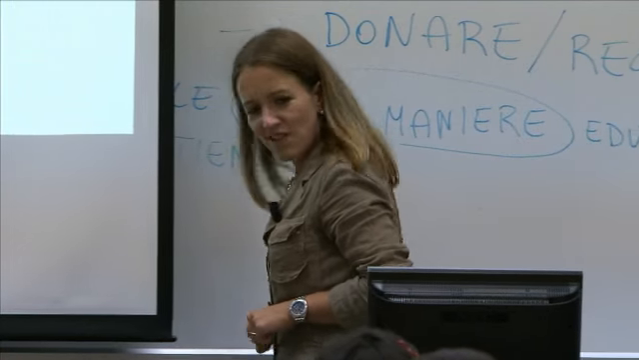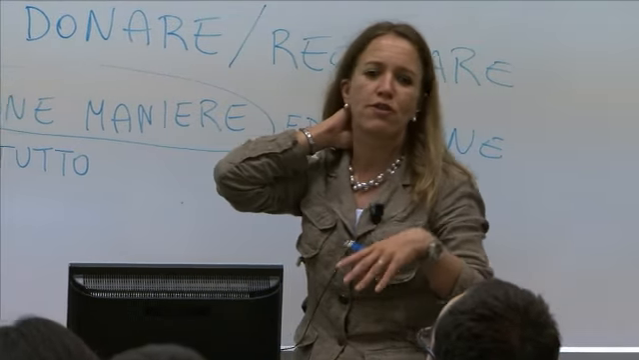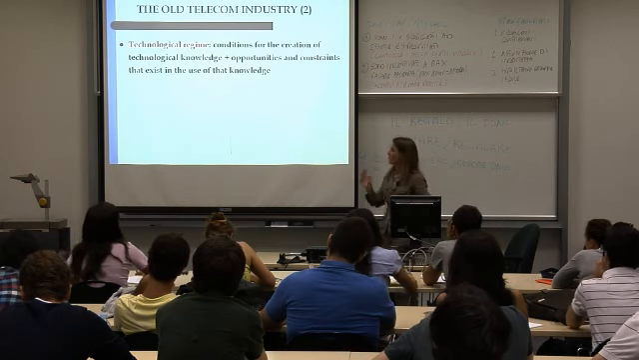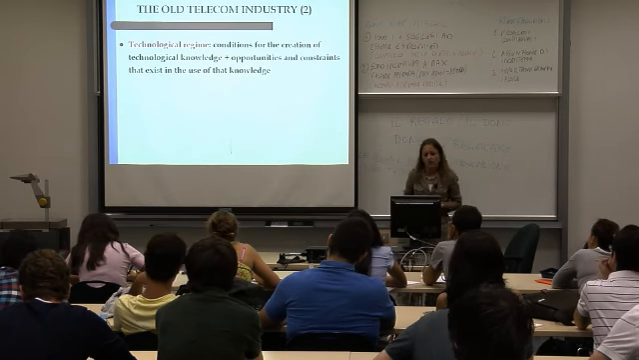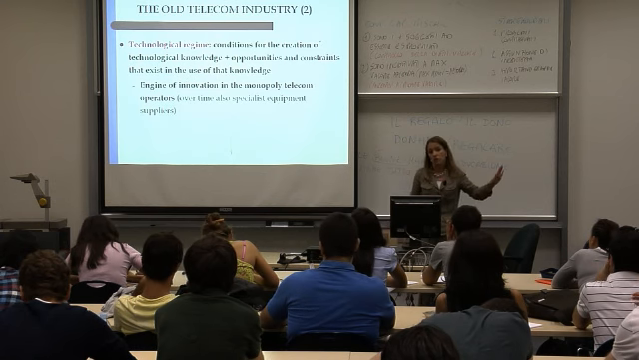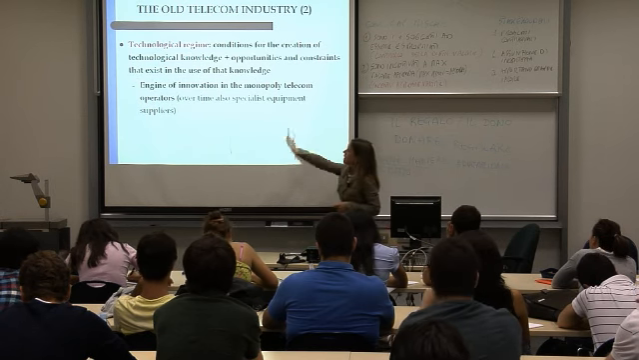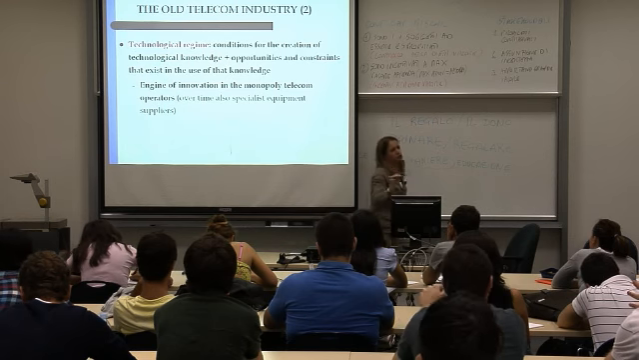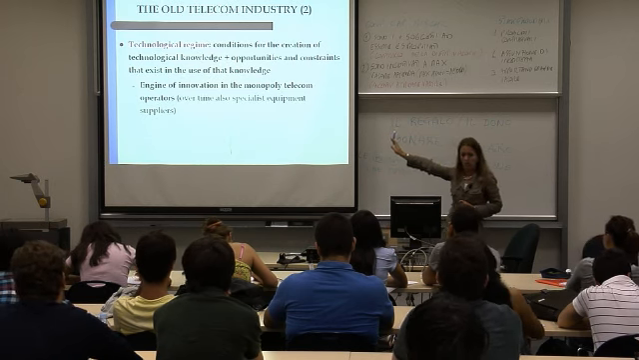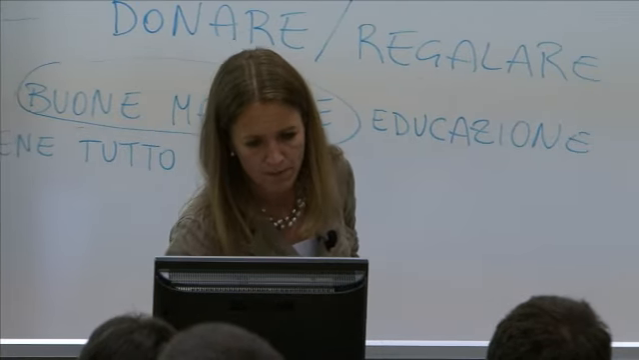If we want to use the word technological regime, which outlines the conditions for the creation of technological knowledge, the development of innovations, and the opportunities and constraints that are intrinsic in the use of that knowledge, we could say that before liberalization, so before the mid-80s, although remember that things went differently in different countries, the engine of innovation, so the most important locus for R&D and innovation, lay in the monopolistic telecom operator. Although some equipment suppliers were actually playing an important role.